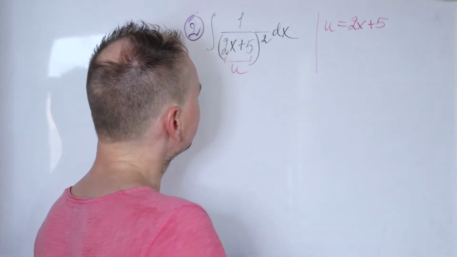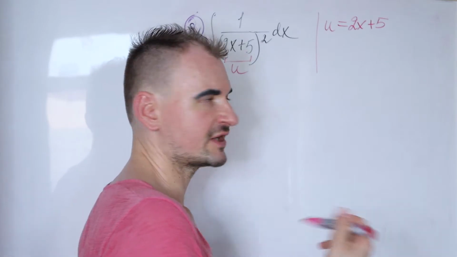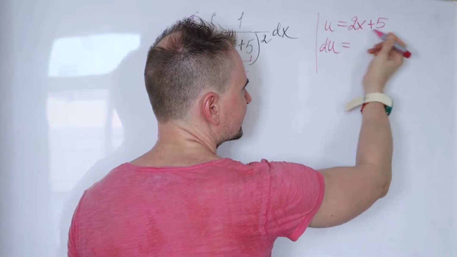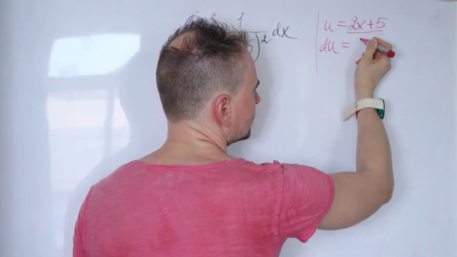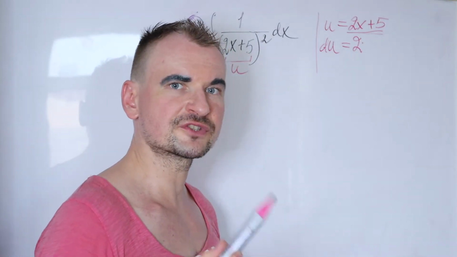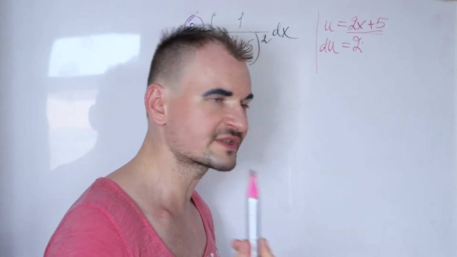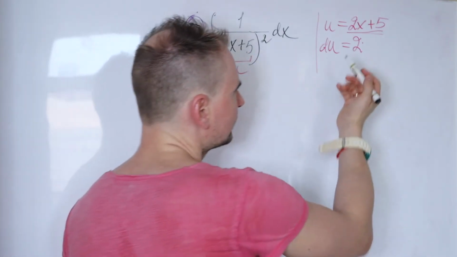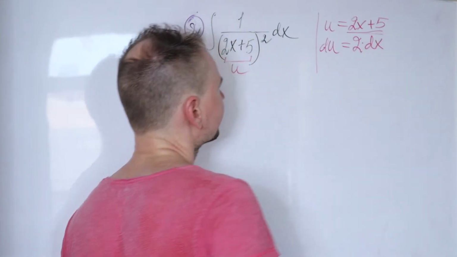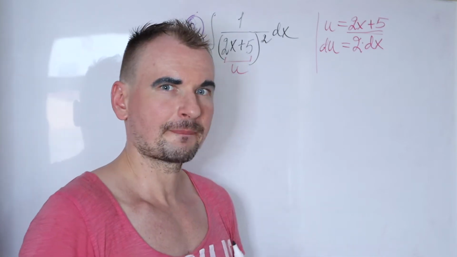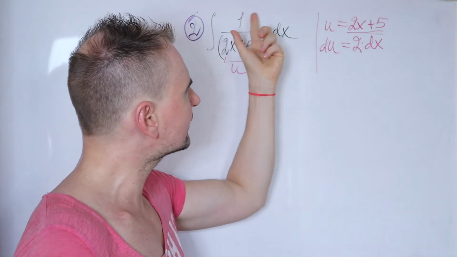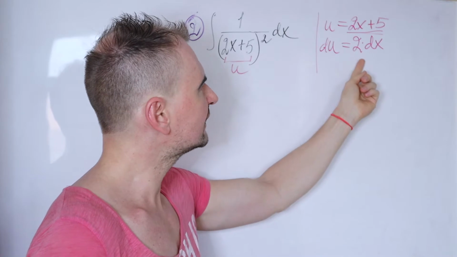So the next step, we need to find du, the differential. So for the differential du, you simply take the derivative of both sides. The derivative of this is just 2. And since 5 is a constant and the derivative of a constant is just 0, the 5 drops out. And don't forget to attach the dx at the very end. Now, if you look at your original expression, we don't have this 2, but here we have.